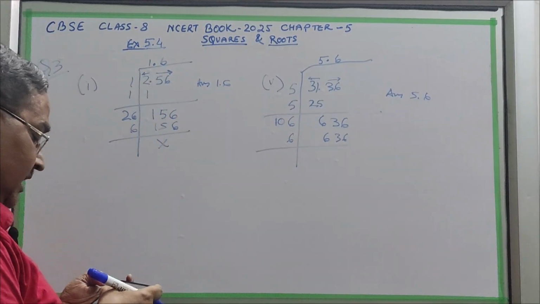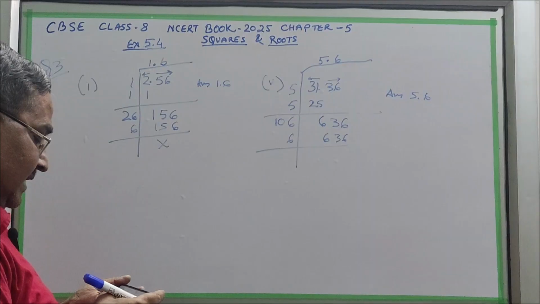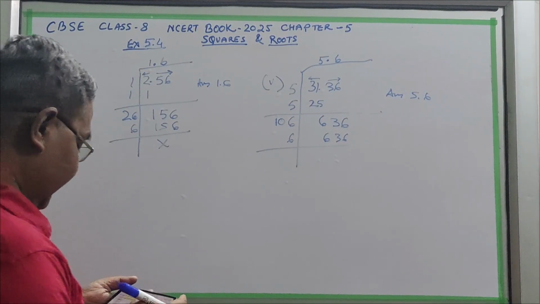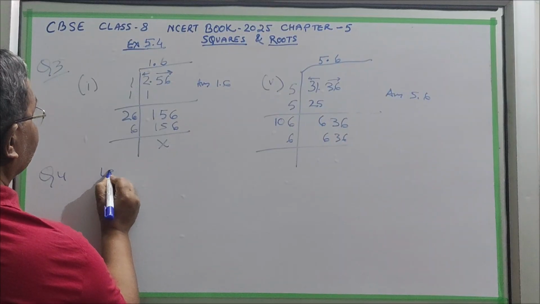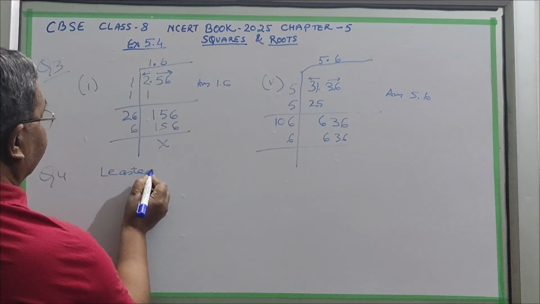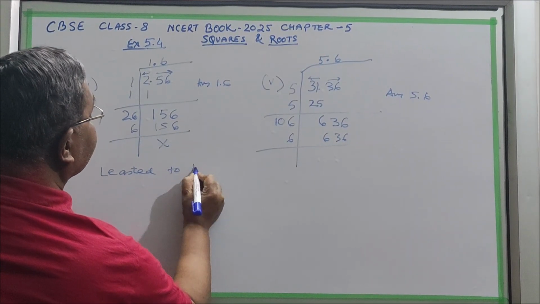Now question number 4. Find the least number which must be subtracted. Question number 4, least number to be subtracted.